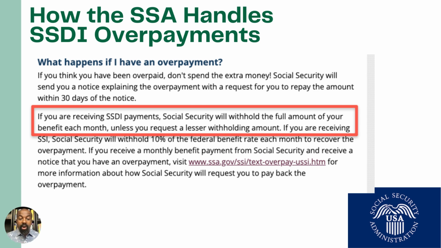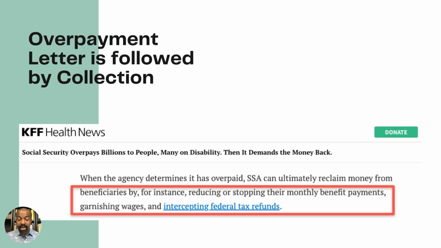A portion or all of your benefits will be taken until your overpayment is paid if you don't pay what you owe within 30 days.